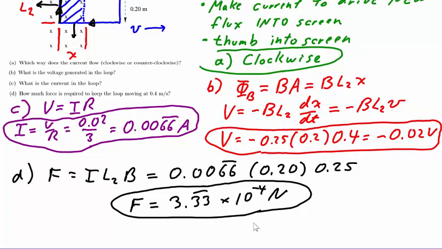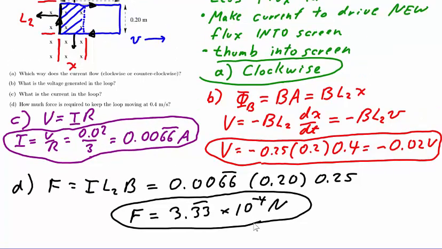Going back to the original diagram, we see that the force in question is directed to the left. And going back to our friend Lenz's law, we recognize that Lenz's law says oppose change. The change is that you're moving the loop to the right. The opposition to this change is generated by a force to the left.